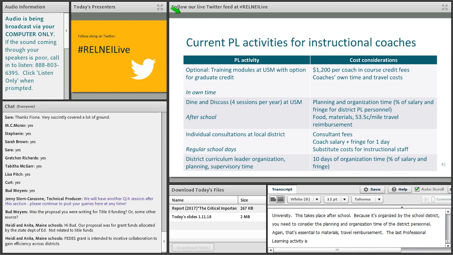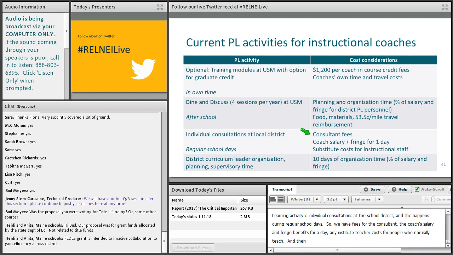The last professional learning activity is individual consultations at the school district, and this happens during regular school days. So we have fees for the consultant, the coach's salary and fringe benefits for a day, any substitute teacher costs for people who normally teach.